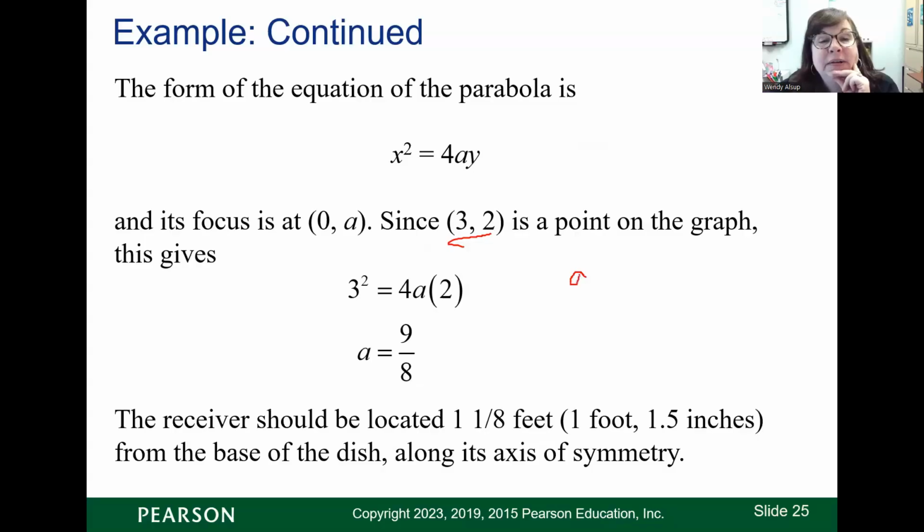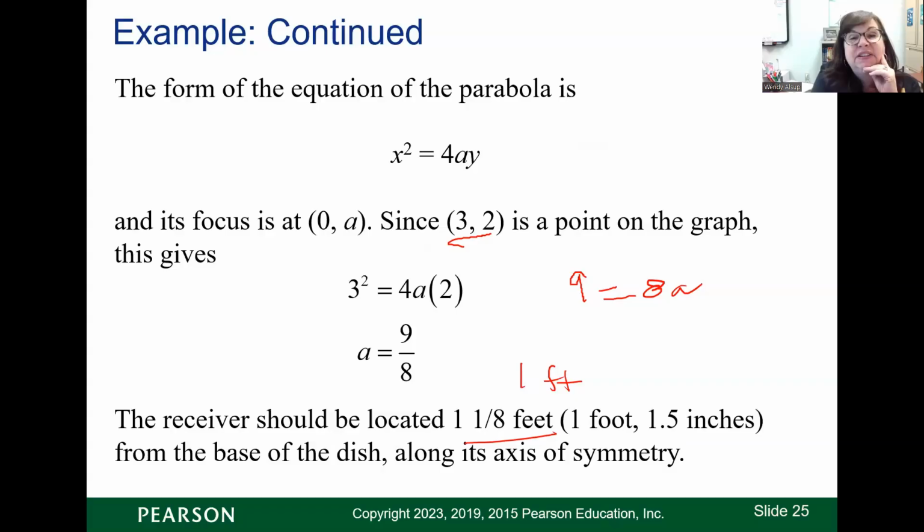In other words, 9 equals 8a. Okay, so a then equals 9 divided by 8. That's 1 1/8 foot. That's how far up from the vertex, from the 0, 0, from the base of our parabola, the focus would be. So if you put the receiver 1 1/8 feet, or 1 foot 1.5 inches from the base of the dish, or you could say 1 foot and then 1/8 left over.